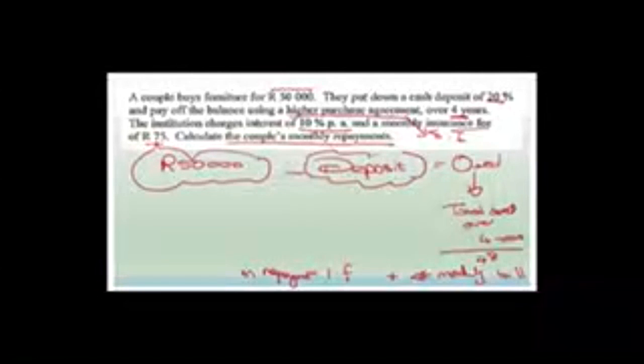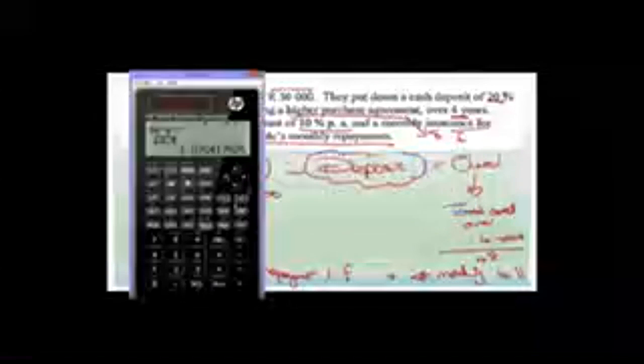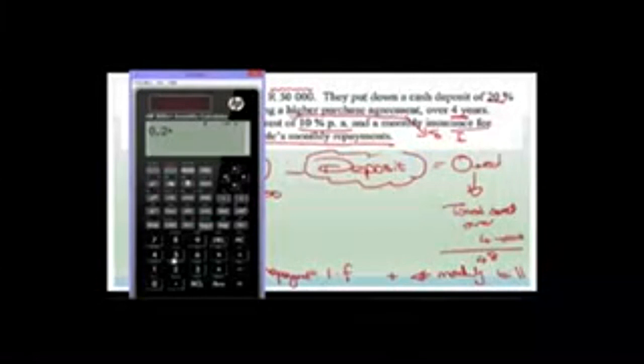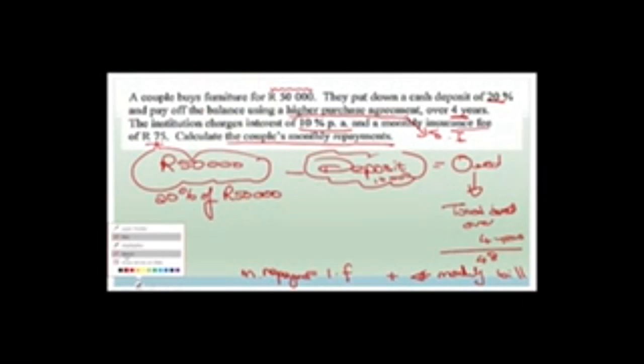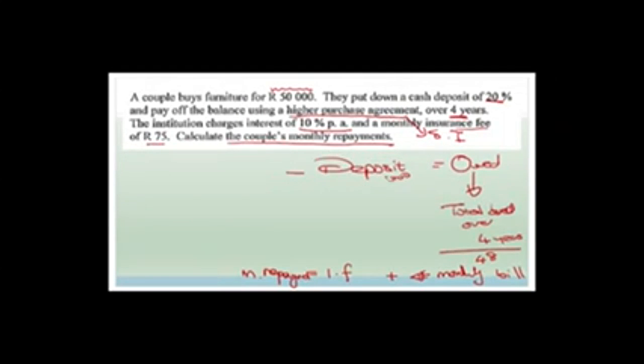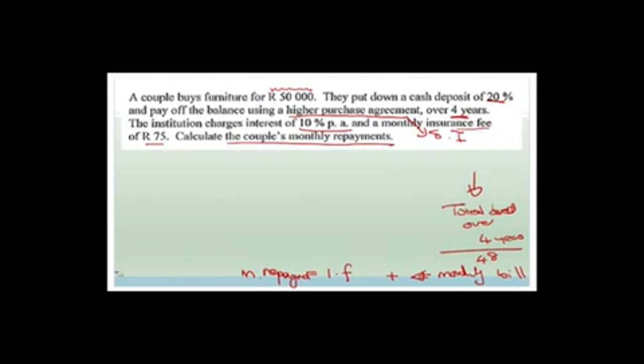Let's do the 50,000 minus the deposit. So the deposit is 20%. So obviously we need to find out what 20% of 50,000 rand is. Okay, so let's get our calculator out, and we're going to go 0.2 times 50,000 equals 10,000 rand. So the deposit is going to be 10,000 rand. So therefore, how much is left? Well, 50,000 rand minus 10,000 rand is 40,000 rand. So now I'm going to erase this bit because we've done this bit. So the amount that's owed is 40,000 rand.